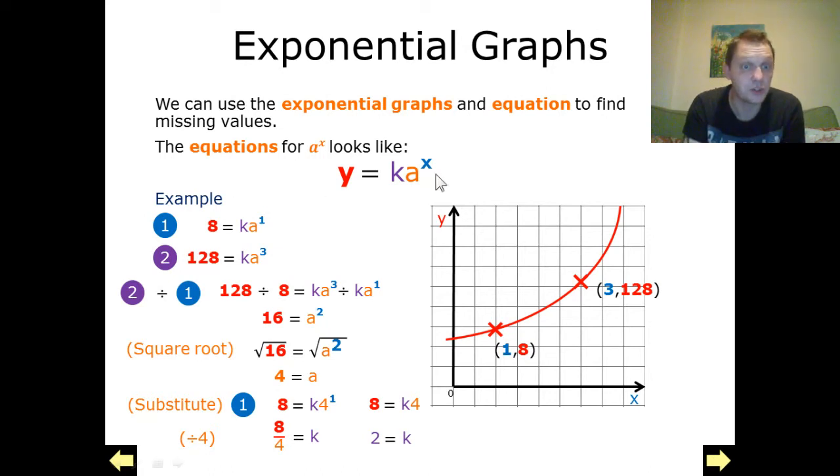And this was just a method to find what the value of our constant is by using our coordinates to try and find out what a would be worth.